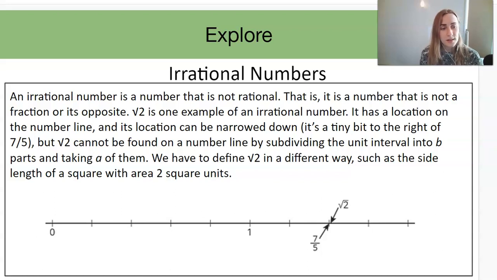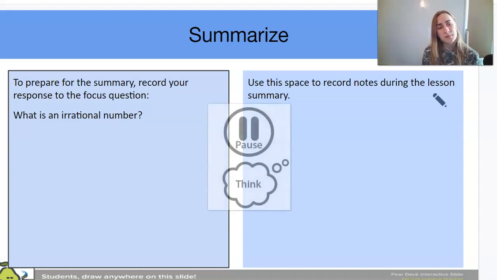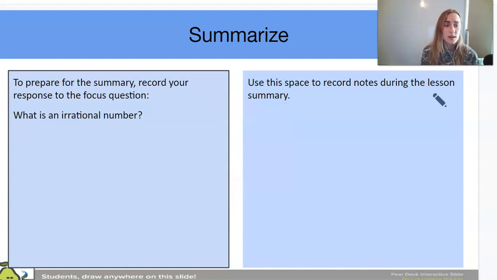Moving on to our final slide, which is our summarize section, slide I. To prepare for this summary, record your response to the focus question. What is an irrational number? And you want to make sure that you describe this in your own understanding, in your own words. Pause and take your time to answer that question. On the right, use that space to record notes. I strongly suggest that you put some notes down about what the difference between rational and irrational numbers are, since it's really important. We can tell it's in the title of our whole unit.